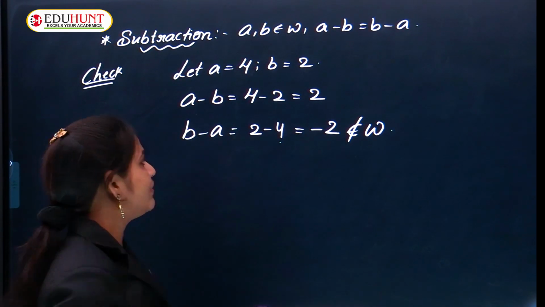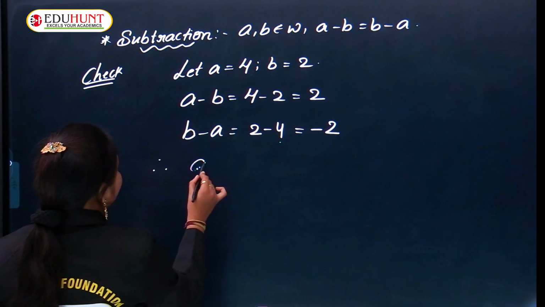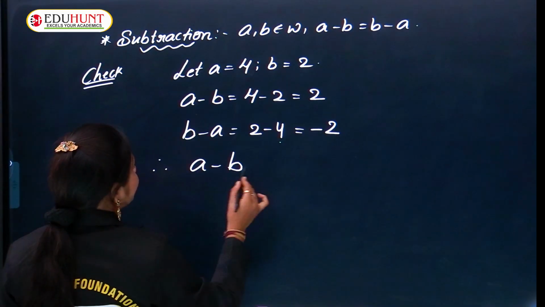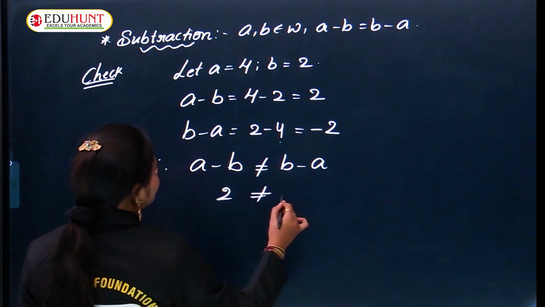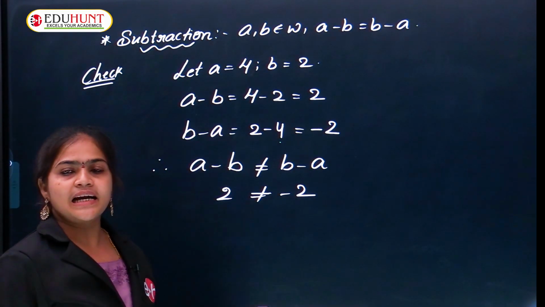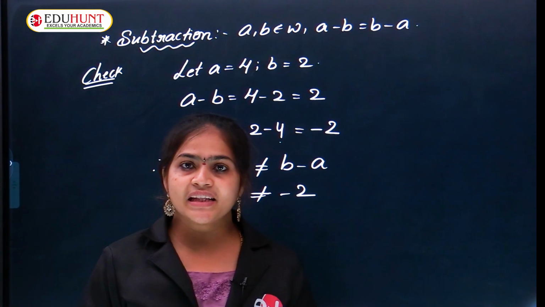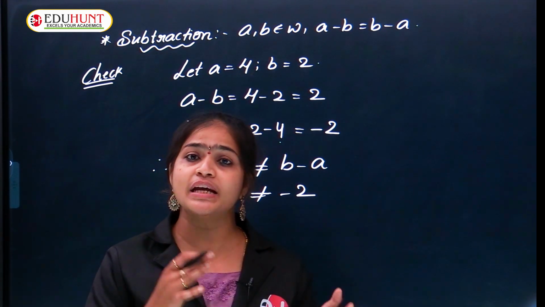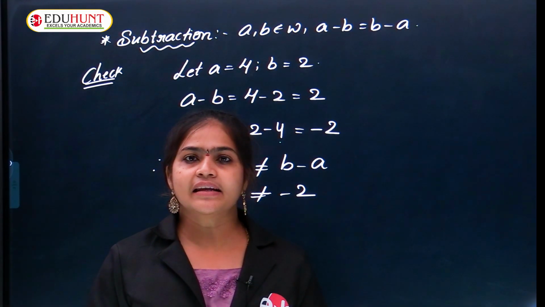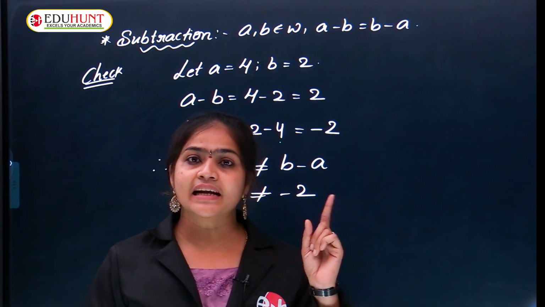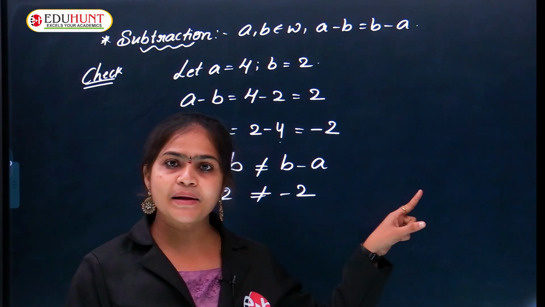In the same way, the final statement we can say is that A minus B is not equal to B minus A. Why? Because 2 is not equal to minus 2. That's why the condition A minus B equals B minus A fails, which means when we are performing subtraction, we can't change the order. If we change the order of the numbers, we will get different results. Getting the same result happens only in addition. So subtraction is not commutative.